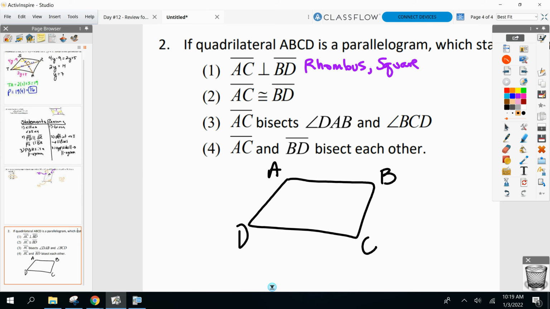Are the diagonals congruent in a parallelogram? Congruent? Nope. Name them. What figure would I be in if the diagonals are congruent? Okay, rectangle. Square. I'm still waiting. This is what I'm talking about. Got to know everything coming in tomorrow. Isosceles trapezoid.